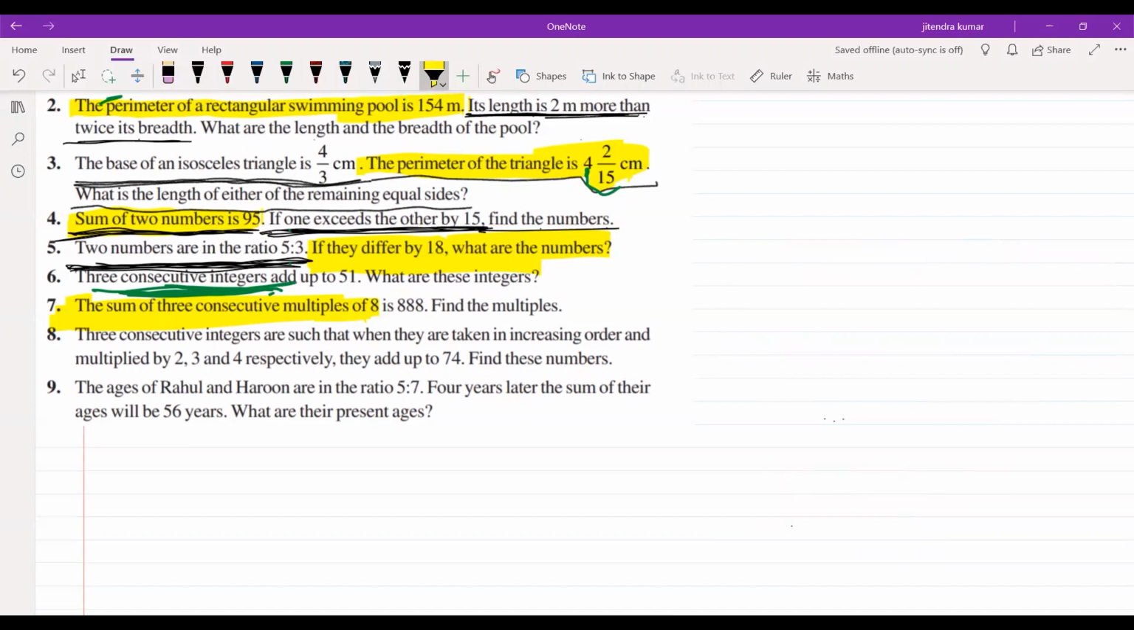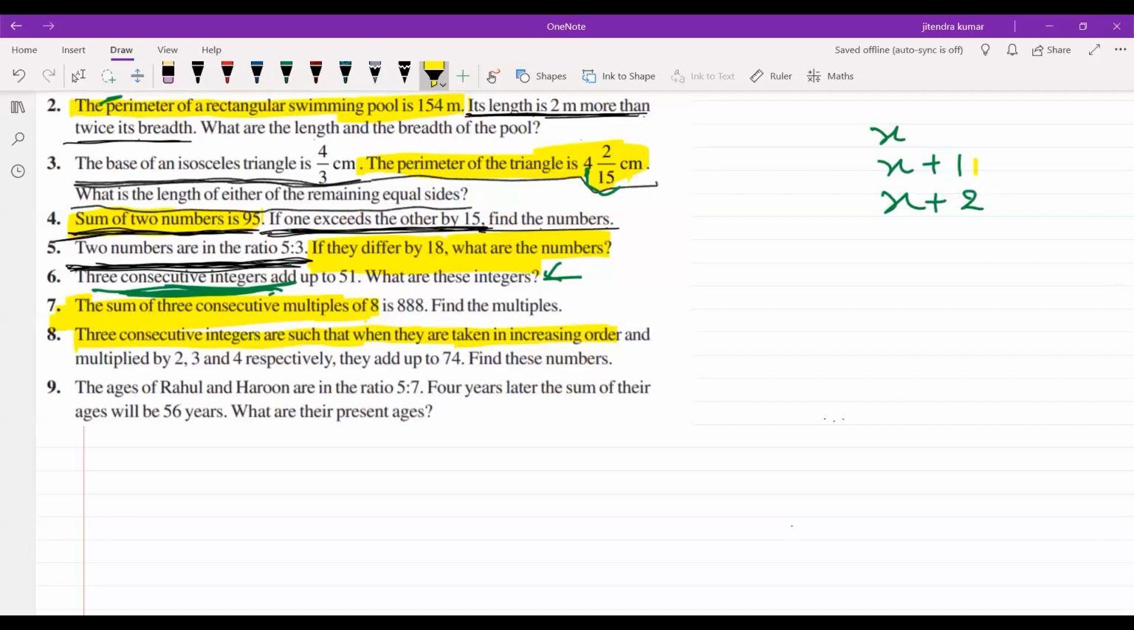Now next we have: three consecutive integers are such that when they are taken in increasing order, so these are consecutive integers again. Okay, so we are going to consider it the same as question number 6. So let's consider the three numbers as x, x plus 1 and x plus 2. The second line is very important here. It says that when they are taken in increasing order, we have already considered it in increasing order as x, x plus 1 and x plus 2.